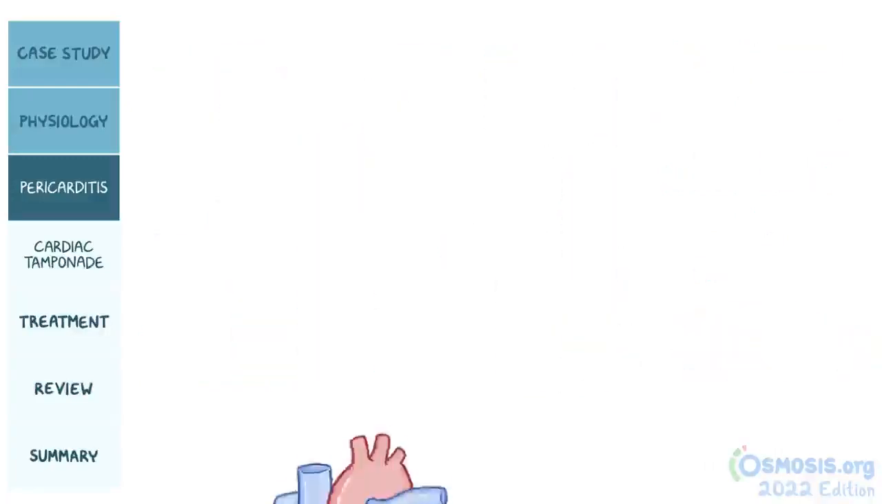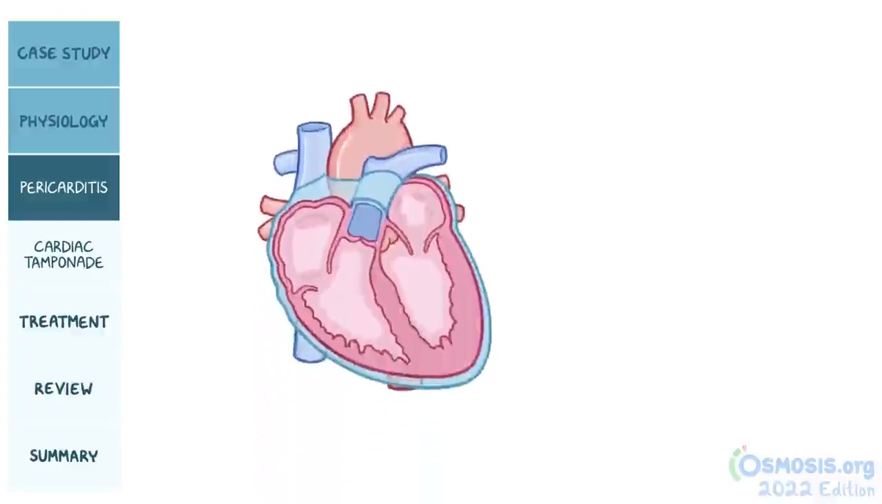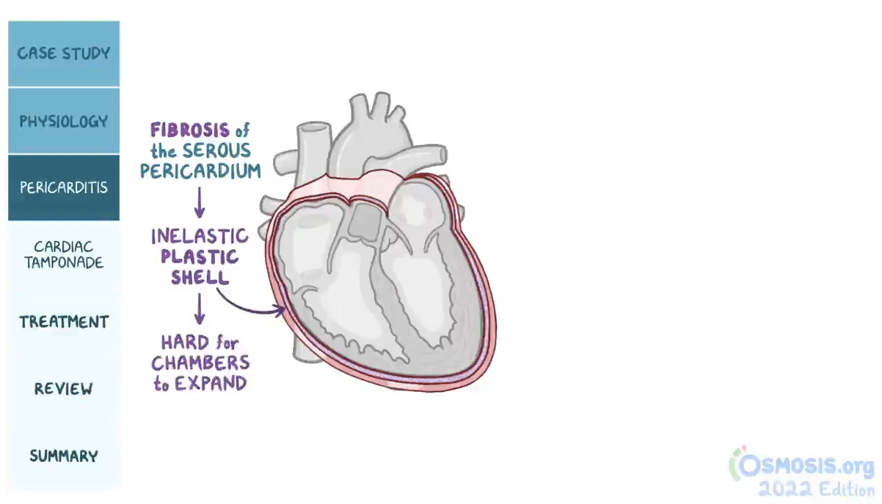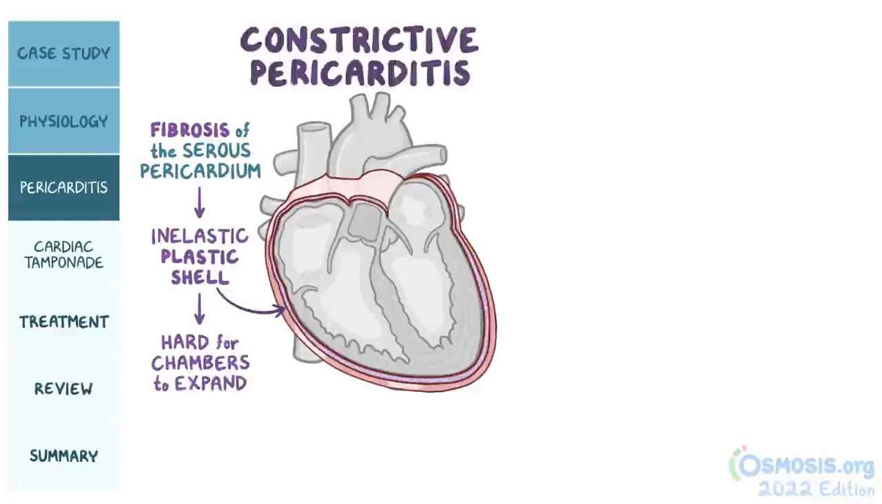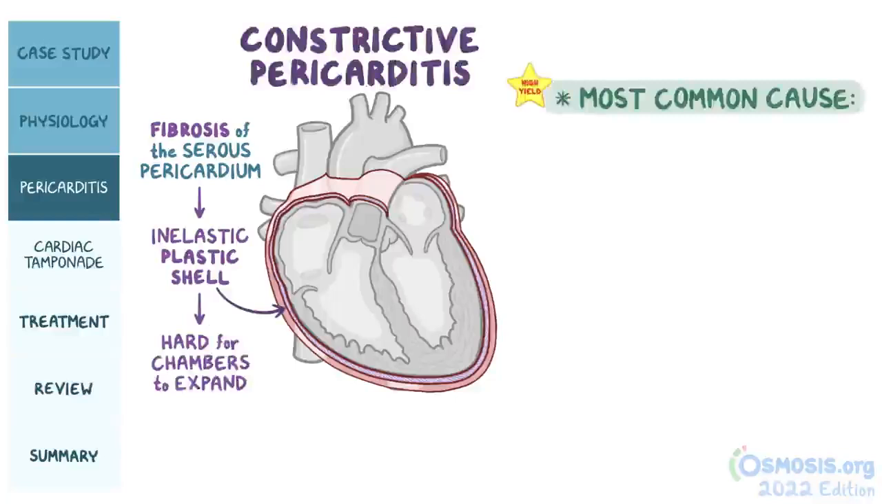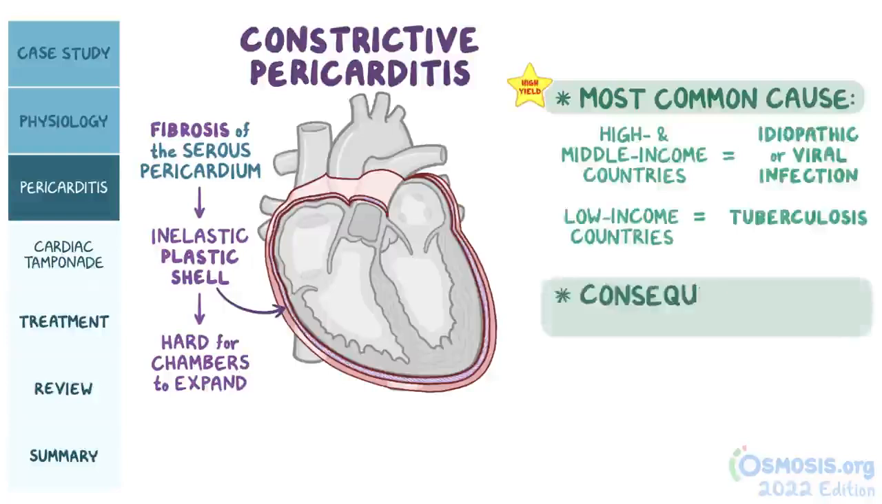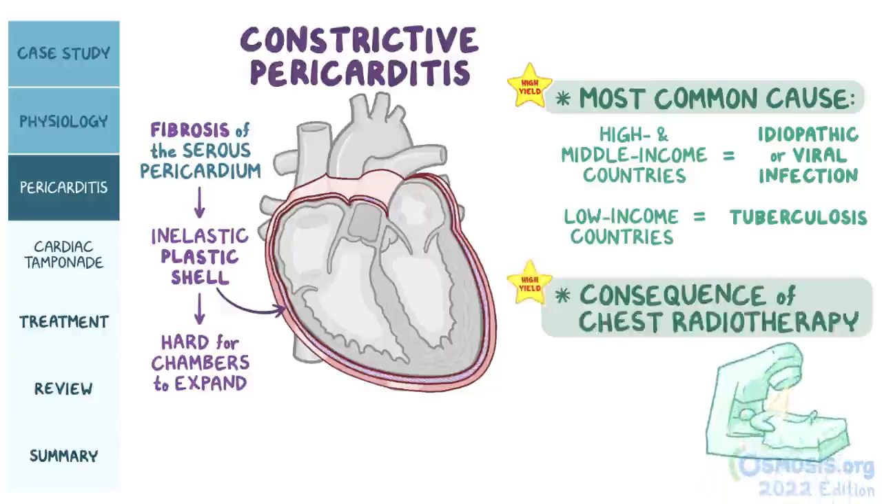Now, sometimes, when the inflammation persists, immune cells can initiate fibrosis of the serous pericardium, which can produce an inelastic shell around the heart, making it hard for the chambers to expand, and this is called constrictive pericarditis. For your tests, remember that the most common cause of constrictive pericarditis in high and middle income countries is idiopathic or viral infection, while in lower income countries, it's tuberculosis. In a test question, it might often appear as a consequence of chest radiotherapy.